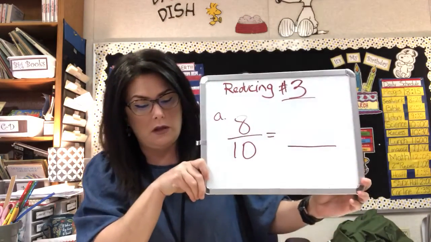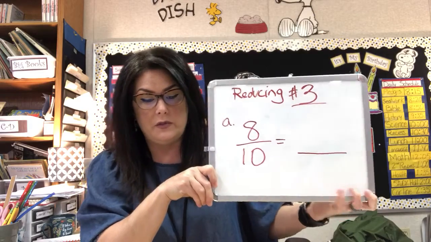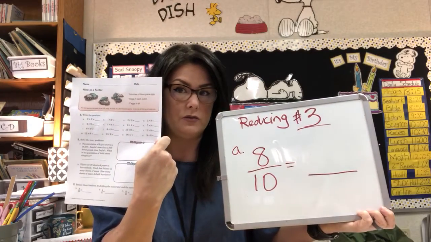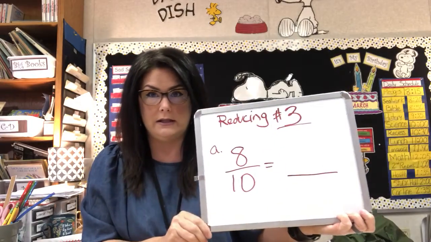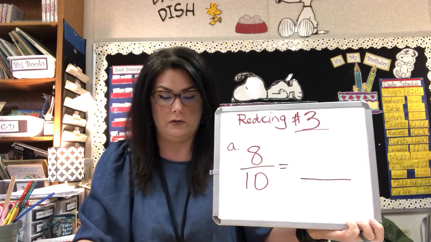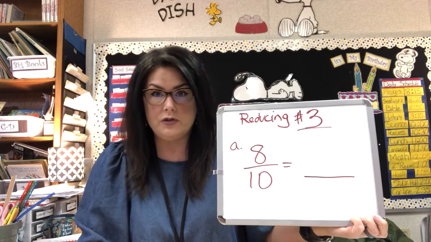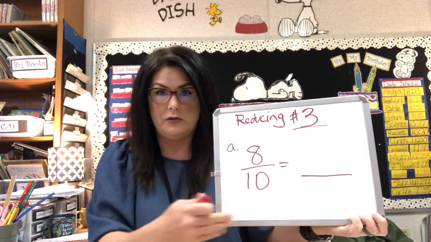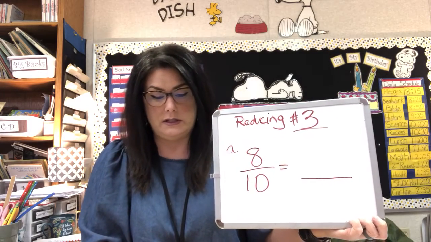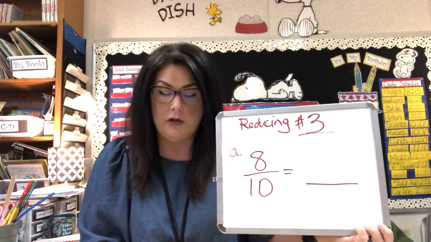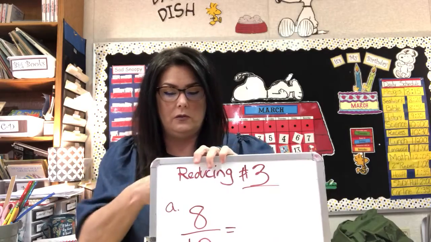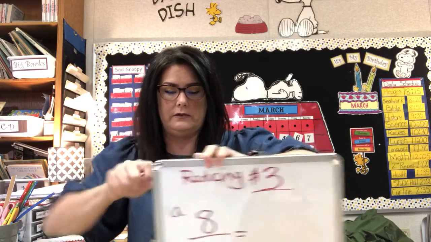Okay, so let's start with number 3. Here we go. This is number 3 at the bottom of the first page, reducing fractions, and there's A, B, and C. A is 8 over 10, which I have written here for you. Now, always in your instructions with these, they're going to tell you what to divide both numbers by. In this case, the instructions say reduce these fractions by dividing the numerator and the denominator by 2, okay?